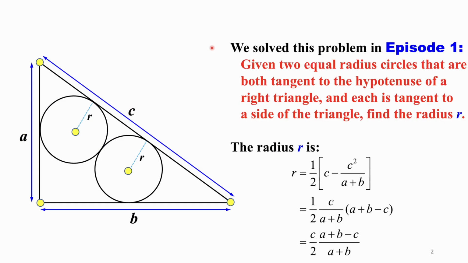In episode 1, this problem was solved. Given two equal radius circles that are both tangent to the hypotenuse of a right triangle, and each is tangent to a side of the triangle, what is the value of R? In episode 1, we proved that these two circles do exist and are unique. We also found the radius R to be this one.